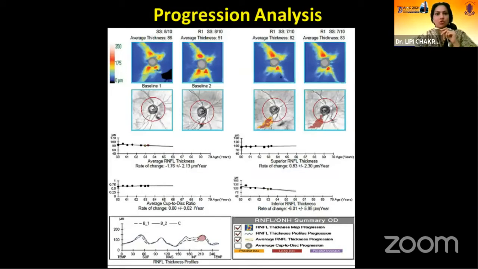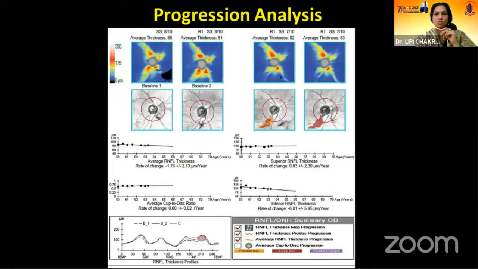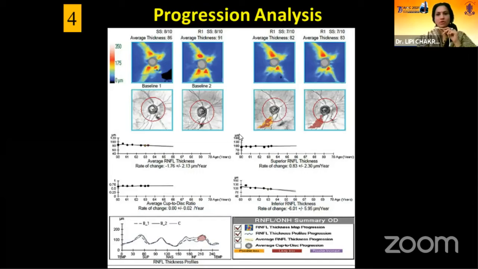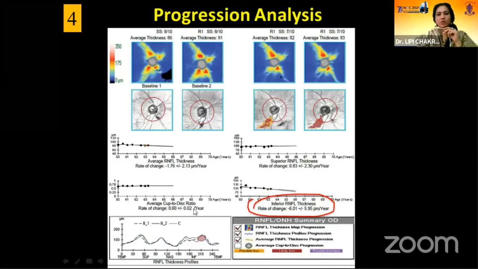Progression analysis is the fourth component where OCT is used increasingly these days. This is in early and moderate glaucomas, not in severe glaucomas. So these are the two baseline reports, and the signal strength we need to check on all visits, of course. We are finding that the warmer colors are disappearing in the later stages, and in the significance map, we are getting some red zone. So this slope also gets plotted on its own, inferior RNFL thickness slope. We are finding that it is declining and the rate of change is minus 6.01.